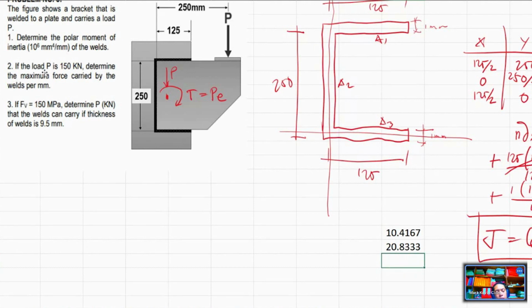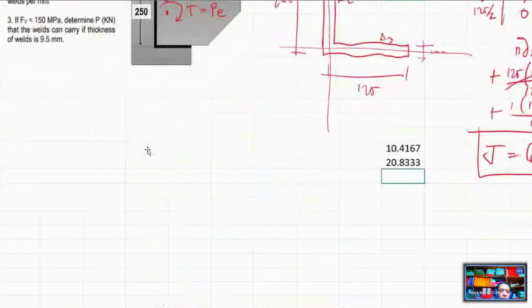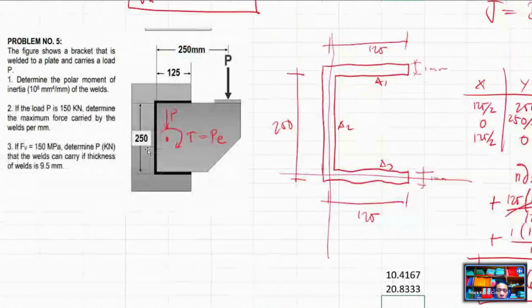And for number 2, what is asked is to determine the maximum force carried by the wheels. If the question is the maximum force, of course, we look at the part of the weld that experiences the maximum stress. Or if it is bolted, we look at the bolt that experiences the maximum stress. This is a weld. So which part of the weld experiences the maximum stress?